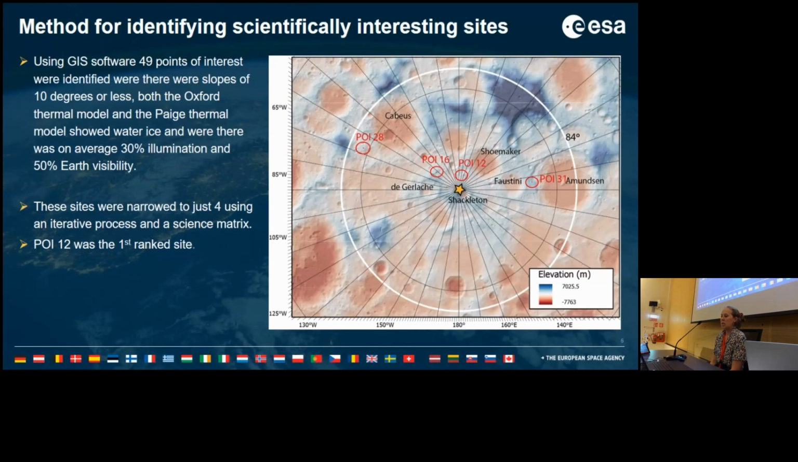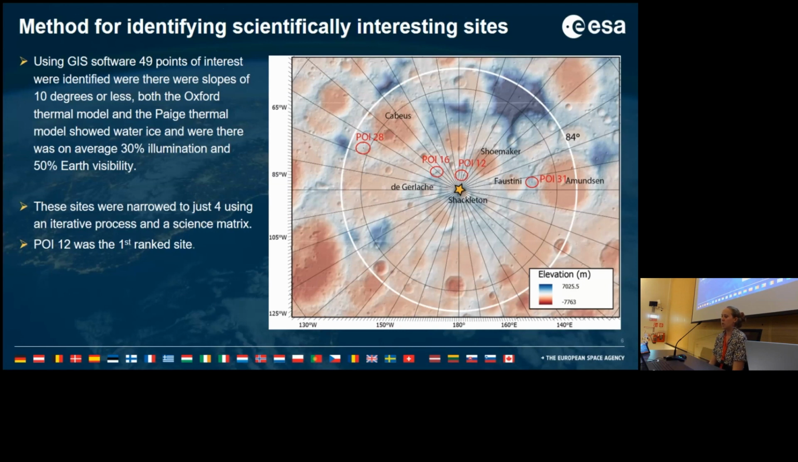We then narrowed down these 49 sites to just 4, using an iterative process and a science matrix. And this science matrix asks questions that would see if the site met the requirements of Prospect. So for example, does the site have thermal conditions for water ice between 0 and 10 centimeters?